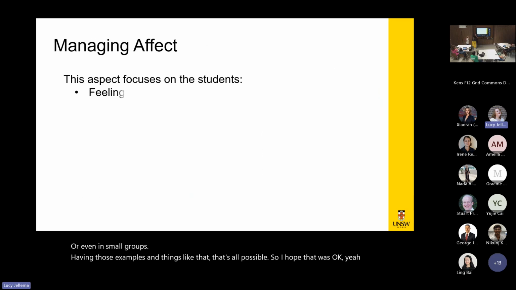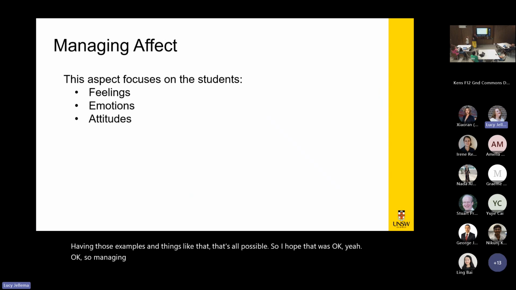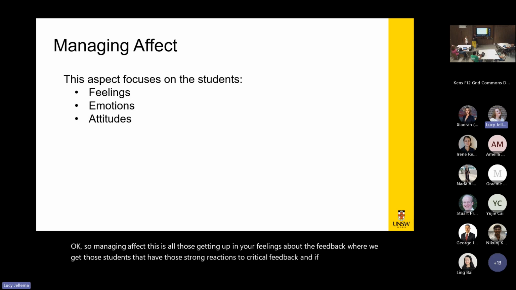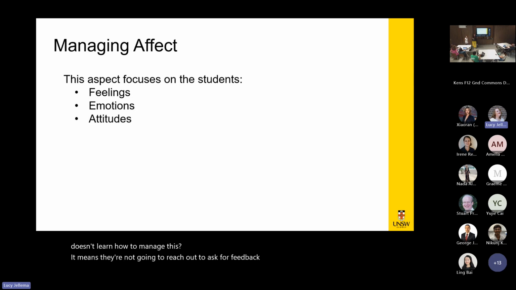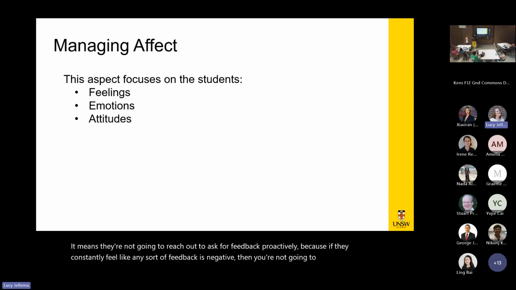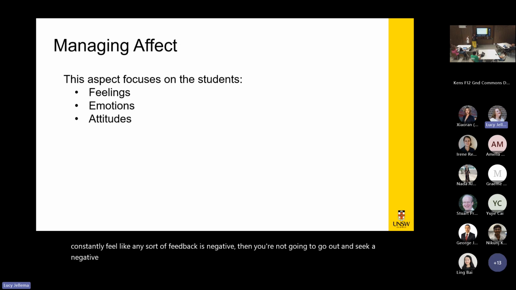Okay, so managing affect. This is all those getting up in your feelings about the feedback, where we get those students that have strong reactions to critical feedback. And if a student doesn't learn how to manage this, they're not going to reach out to ask for feedback proactively, because if they constantly feel like any sort of feedback is negative, then you're not going to go out and seek a negative experience.